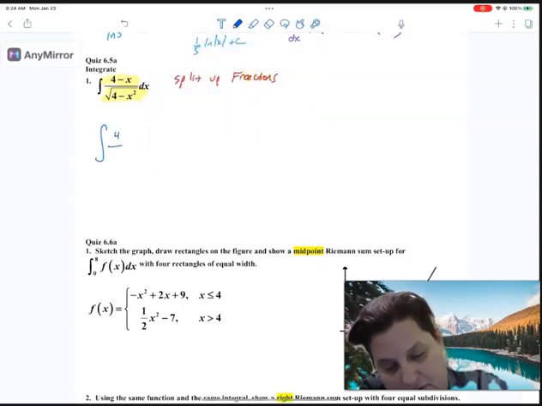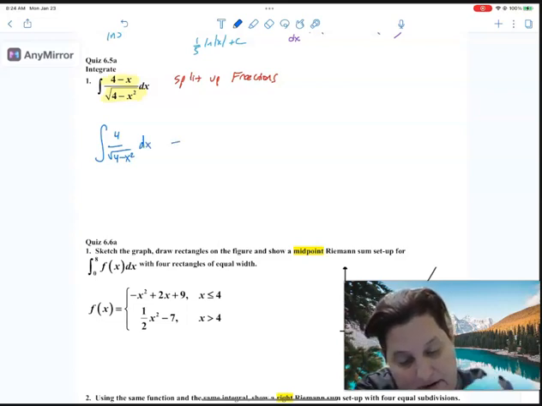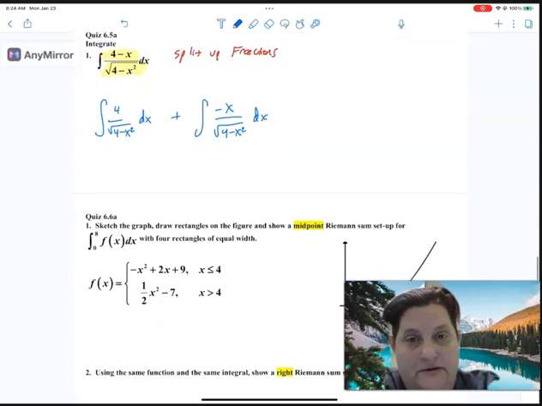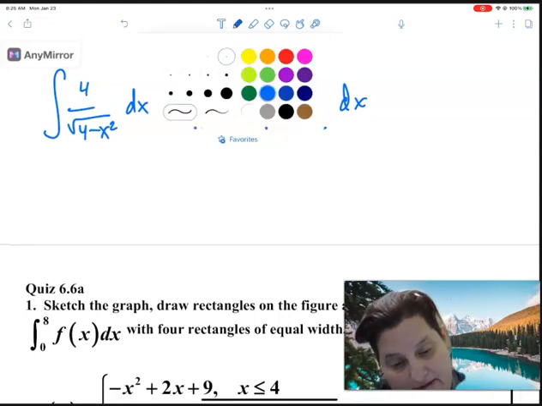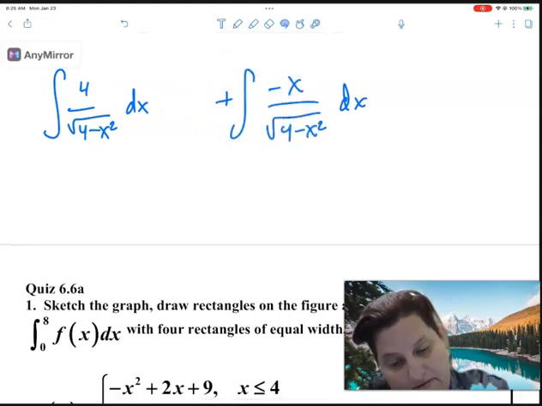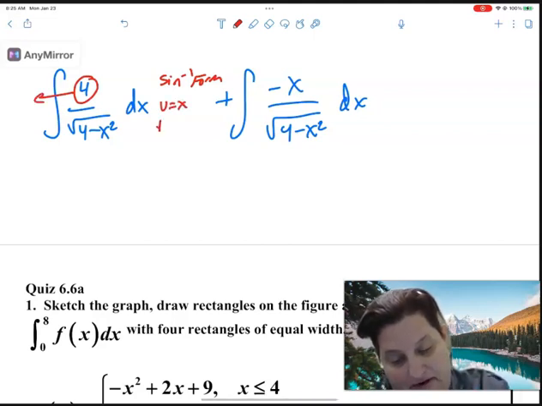Where I'm going to do 4 over the square root of 4 minus x squared, and then I'm going to leave the negative x over the square root of 4 minus x squared dx. Now, this is cool because on this side, this is inverse sine form. That 4 can actually go out in front. U is x, that's fine. Du is dx, but a is 2. That's a big thing we have to remember.